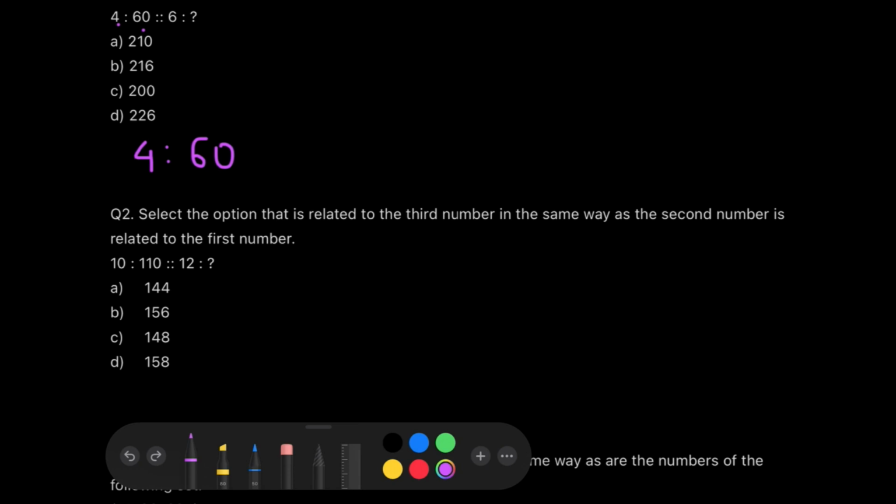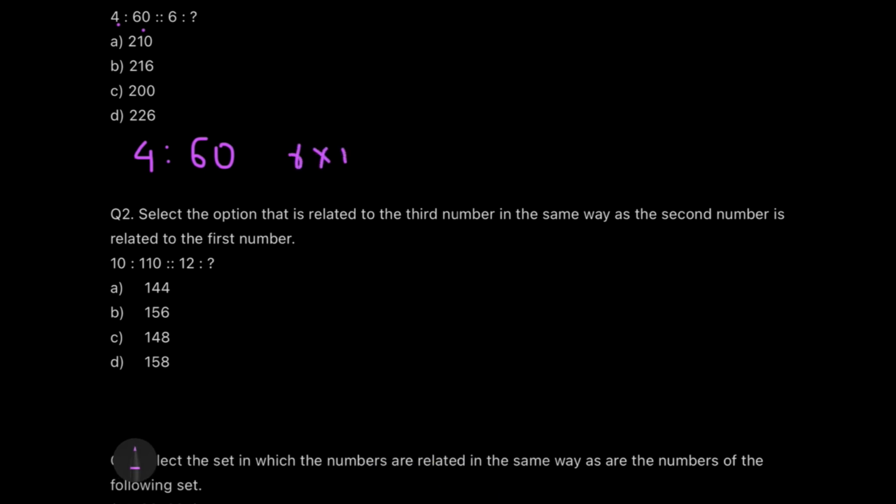See, in analogy questions, nothing is wrong. Your logic can absolutely be the answer, and you can simply do 6 into 15 to get your answer. But the point is that if you do 6 into 15, you should get the matching answer in the options. If the answer is not matching in the options, then it means that your logic is not matching with the logic of the question paper setter, until and unless he has given a none of these. Okay, so over here, what is the logic? Let's try to think about it. What is the relation of 4 and 60?